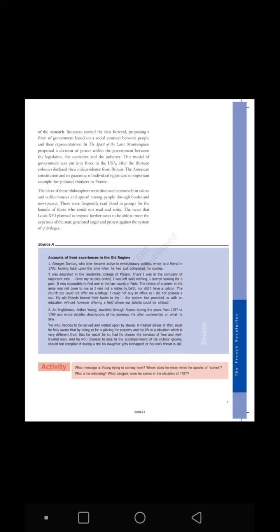Activity. What message is Young trying to convey here? Whom does he mean when he speaks of slaves? Who is he criticizing? What dangers does he sense in the situation of 1787?